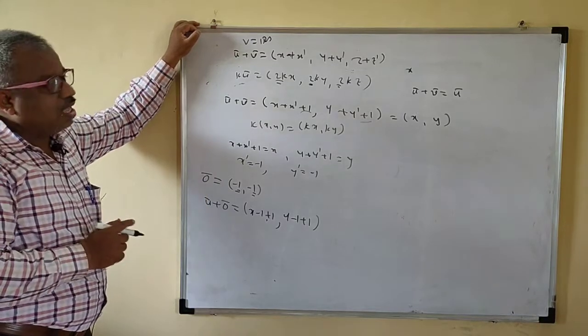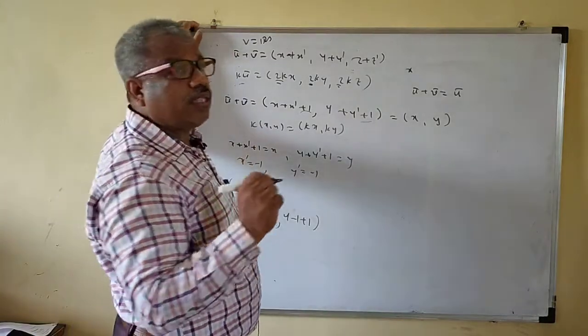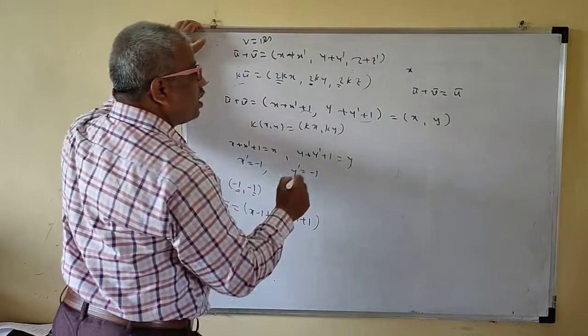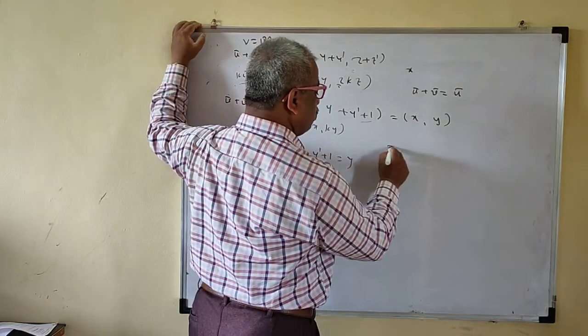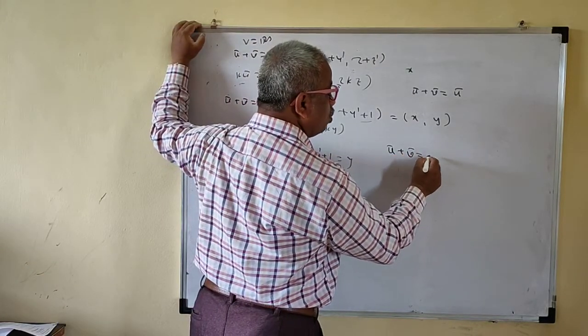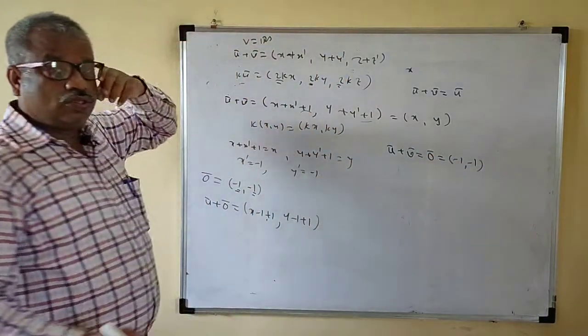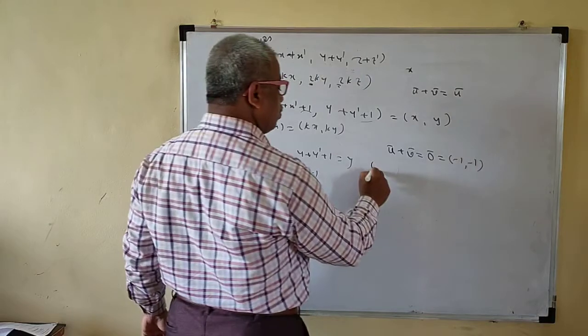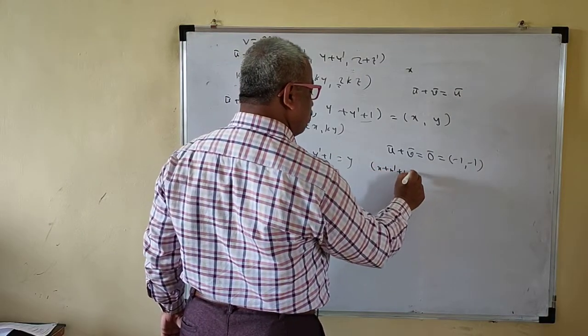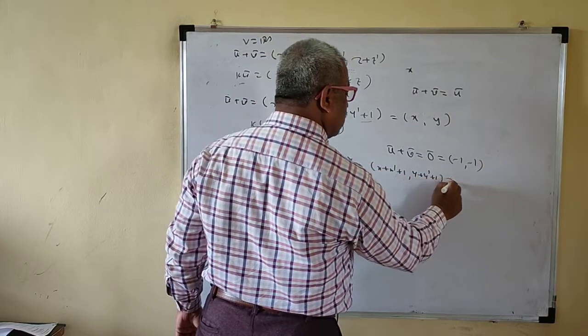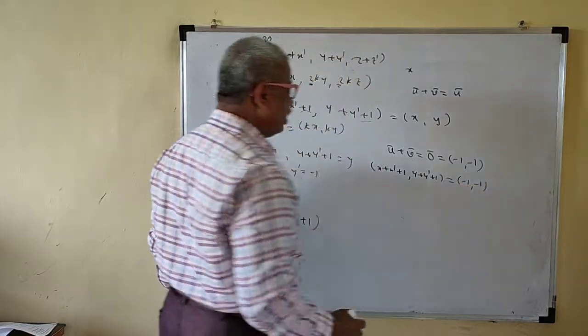So your zero vector is (minus 1, minus 1). Now if you want a negative vector of ū, the negative vector means ū plus v̄ is equal to 0̄, and your 0̄ here is (minus 1, minus 1). So we have x plus x' plus 1, y plus y' plus 1 is equal to minus 1, minus 1.